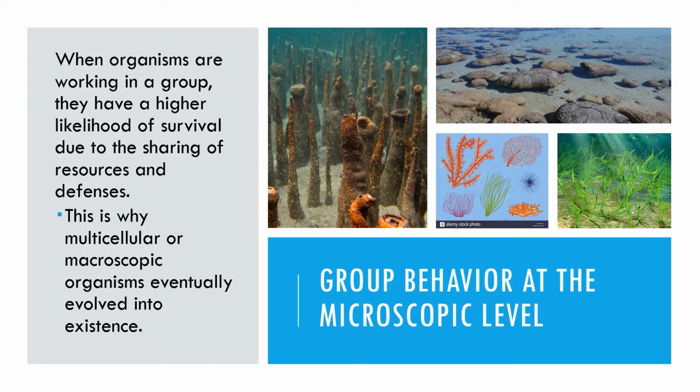We discussed this in the previous lesson. When organisms work in a group, they have a higher likelihood of survival due to the sharing of resources and defenses. This is why multicellular or macroscopic organisms eventually evolved into existence. Instead of cells getting larger and larger to the size of a person or an animal, cells remain small, microscopic in size, and just work together to share their resources and defenses. And some of them worked so well together that they became just one organism altogether.